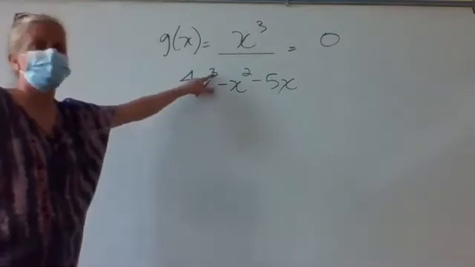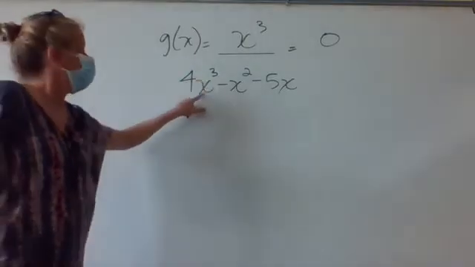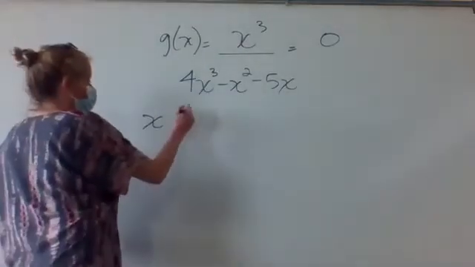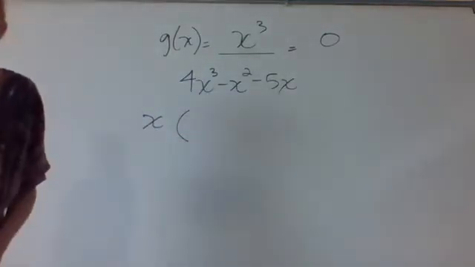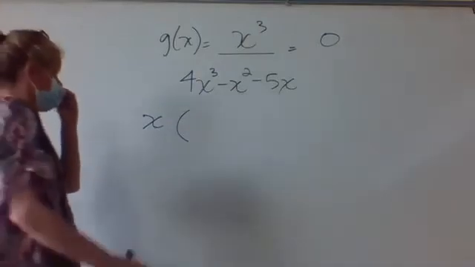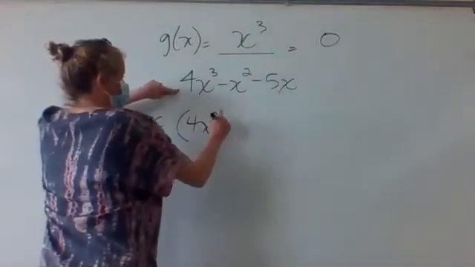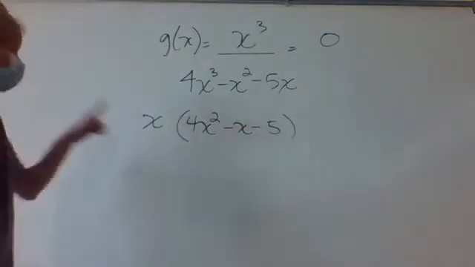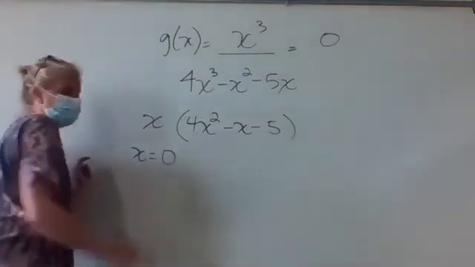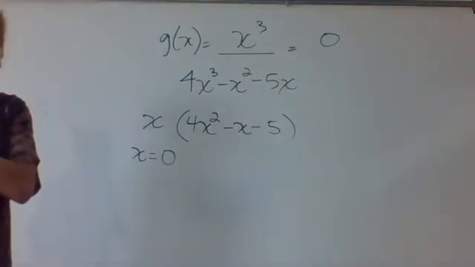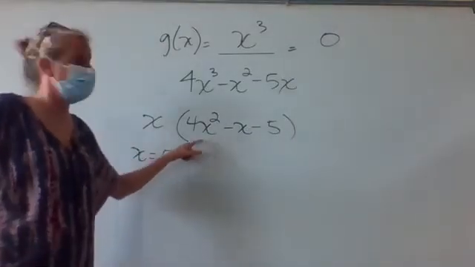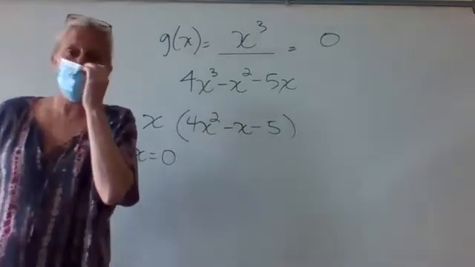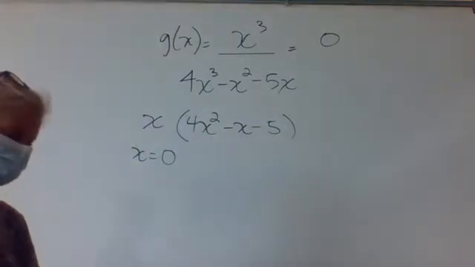It's not quad yet. It's cubic. But what do they all have? They all have an X. So I'm going to pull it out and put in parentheses what's left. They'll all just lose an X. So I have 4x squared minus x minus 5. So this is going to create a 0. My other two zeros are going to come from here, which now is quad, right?